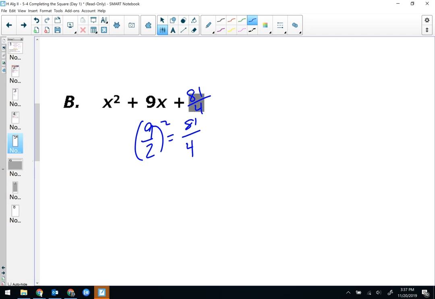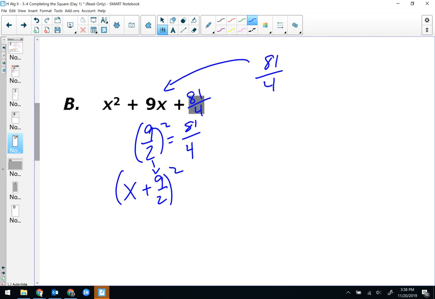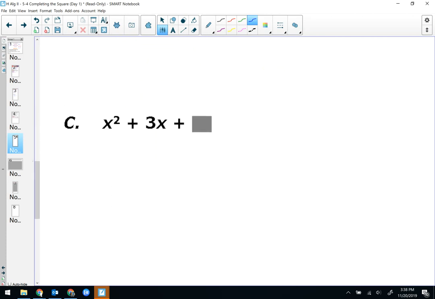So you may be asking yourself, okay, well, how would I factor that? What are the factors of 81 fourths that add to get to 9? I don't care. You want to know why? Because it will factor into x plus 9 halves squared. Where this one, it was really easy to see that, oh, 49 was saying -7, -7. You don't need to do that extra work. It's just b over 2. Okay? Try this one on your own.